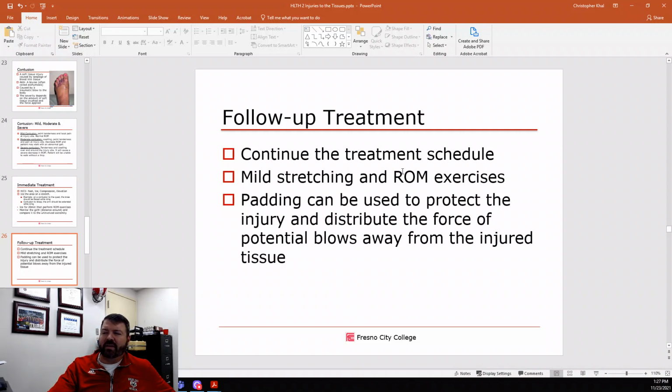Follow-up treatment, okay. Try to have some kind of treatment schedule, mild stretching and range of motion exercises to try and get it back to normal functionality. You can pad it to try and distribute the forces away, especially if there's a high chance of a repeated blow, like football, for example. Football and quad contusions are usually a pretty high amount.